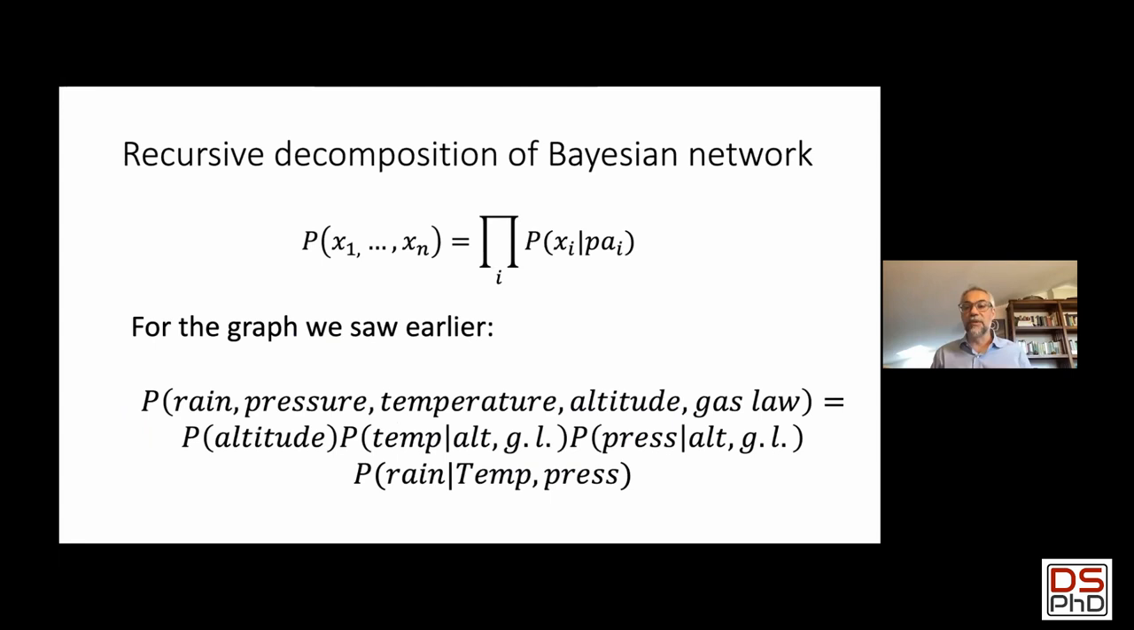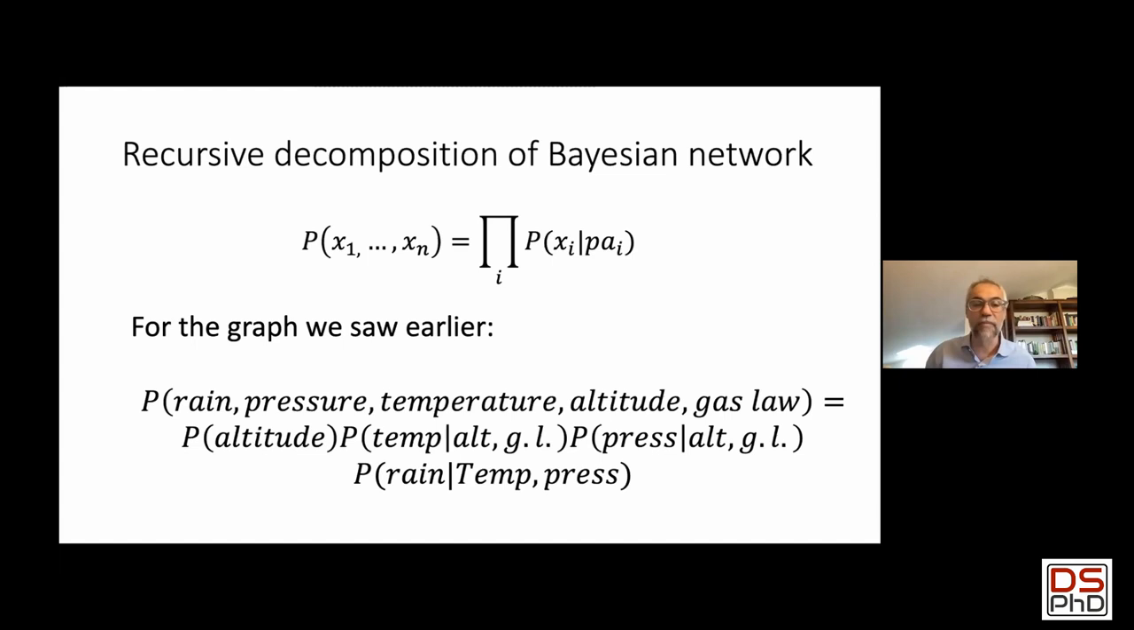I can deal with this with a recursive decomposition. So what I see is that the joint probability is given by the product of the probability of having the variable X_i assuming the value x_i, conditioned on all the parents of the variable. So for the graph that we saw earlier, we have rain, pressure, temperature, altitude, and gas law, but the probability of having a given altitude is a marginal probability.